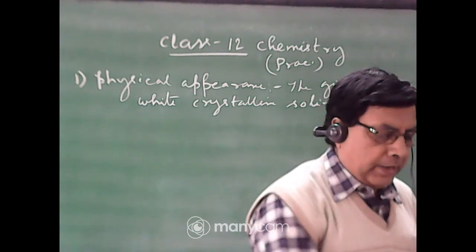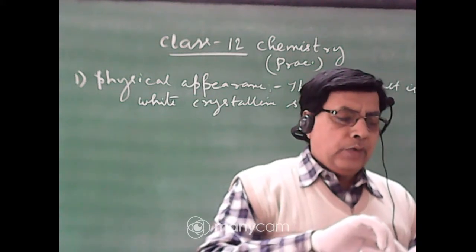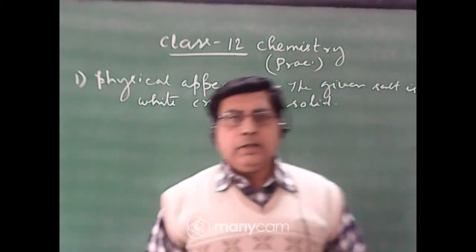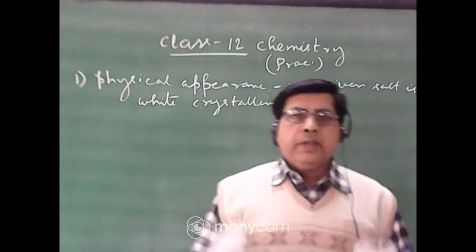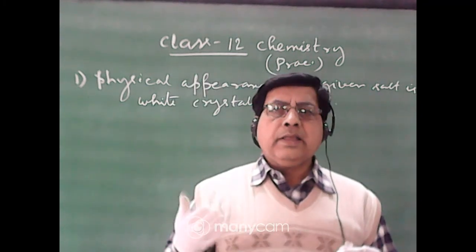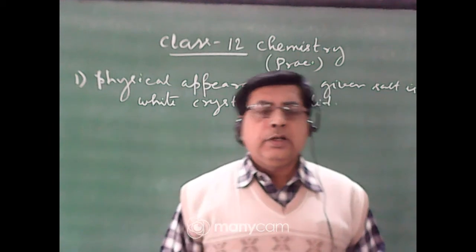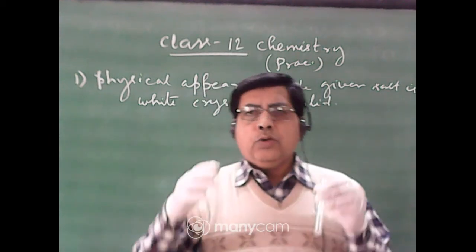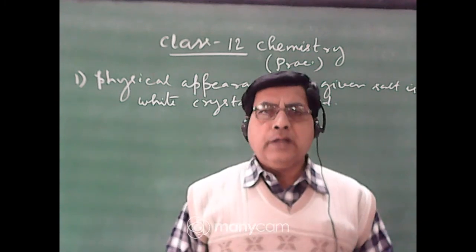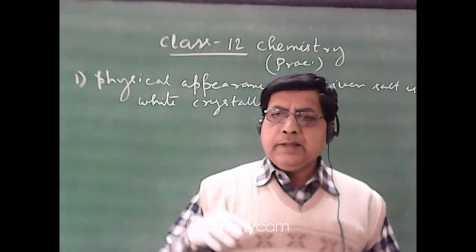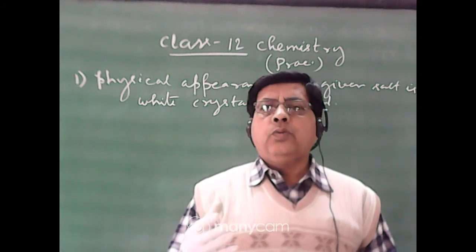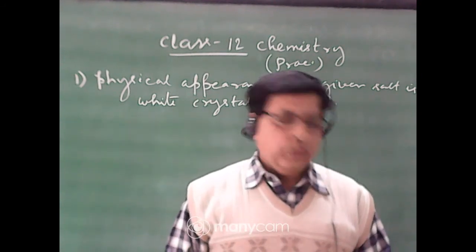And what will be another test for zinc ion? You add sodium hydroxide solution, first in small quantity, then in excess. If a gelatinous white precipitate is formed and with excess NaOH the precipitate dissolves, then it is zinc ion. Because when you add NaOH, a gelatinous white precipitate of zinc hydroxide is formed, and with excess NaOH, this zinc hydroxide reacts to form sodium zincate, which is soluble.